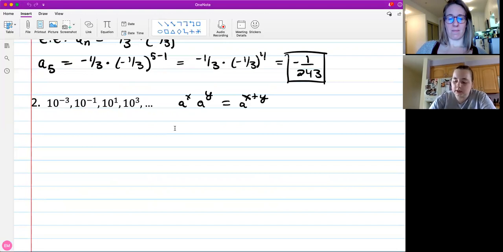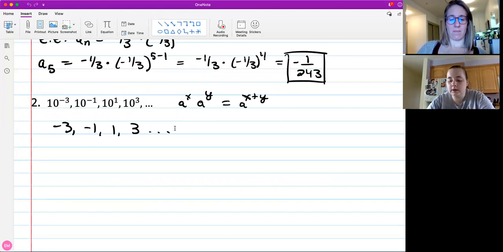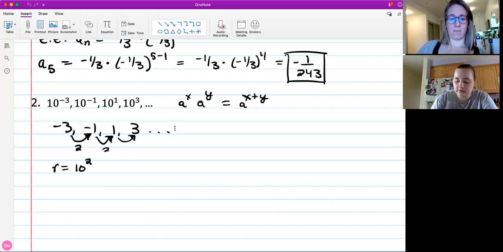Okay, so for this one, to find our common ratio, to get from 10 to the negative third to the next term in the sequence, which is 10 to the negative 1, just looking at those exponents. If we just look at negative 3, negative 1, 1, 3, because I know that we're adding a number to those, I can see that negative 3 to negative 1 is just 2. This is also 2, and this is also 2. So our common ratio is going to be 10 squared.